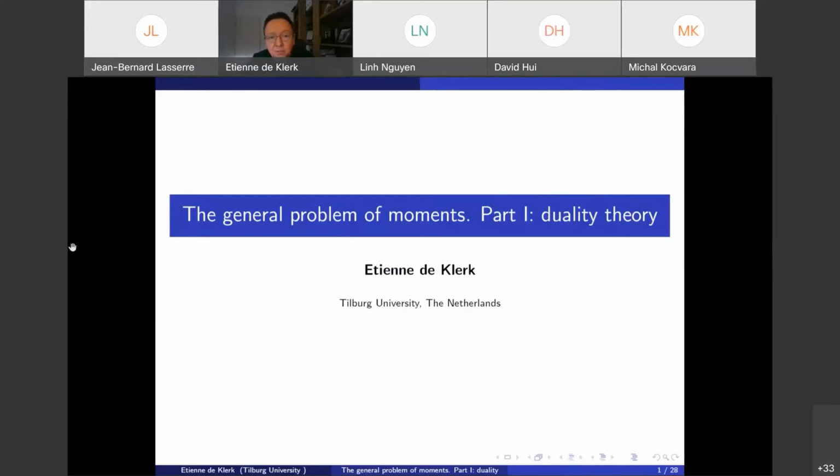Specific focus on the general problem of moments. So this is nothing new. It's all classical. So this is primarily intended as something for the ESRs and for those who are interested to understand how the linear optimization duality changes if we move from finite dimensional spaces to infinite dimensional spaces, because this is precisely what we need if we study the duality of the general problem of moments.